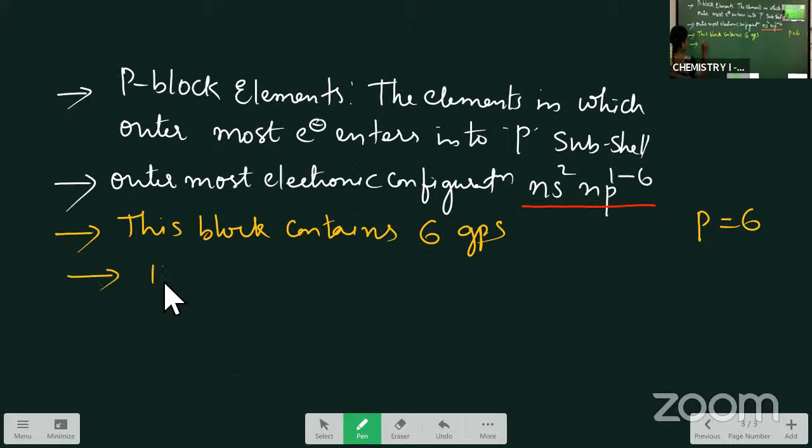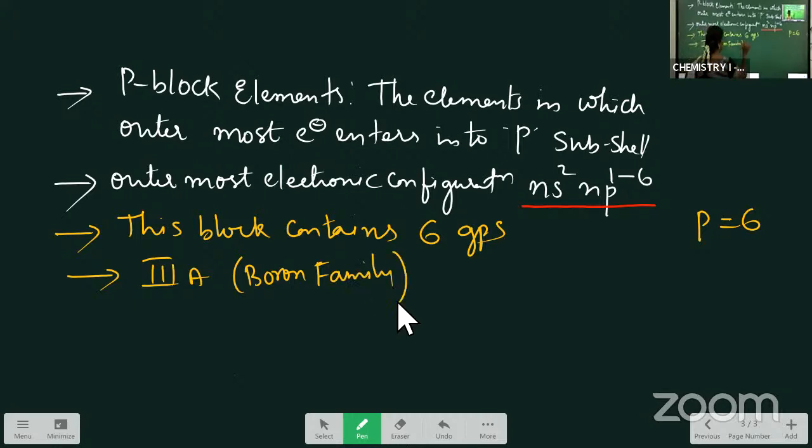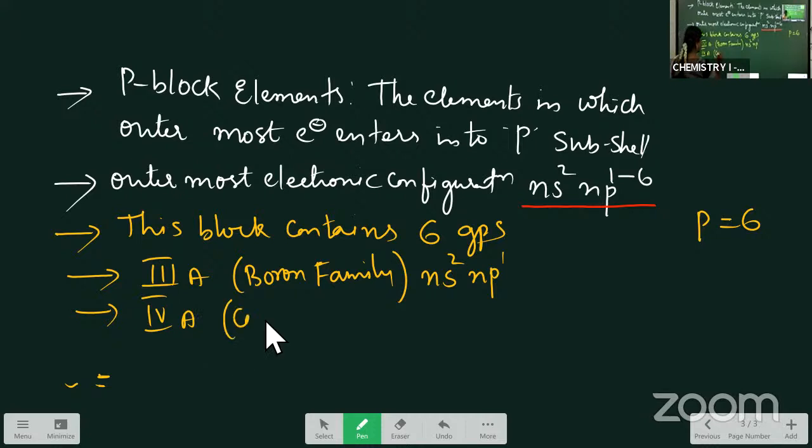You have 3A, which is called the boron family. Why is it called the boron family? Because the first element is boron. The electronic configuration is NS2 NP1. The next, 14th group elements, the 4th group elements, are called the carbon family.